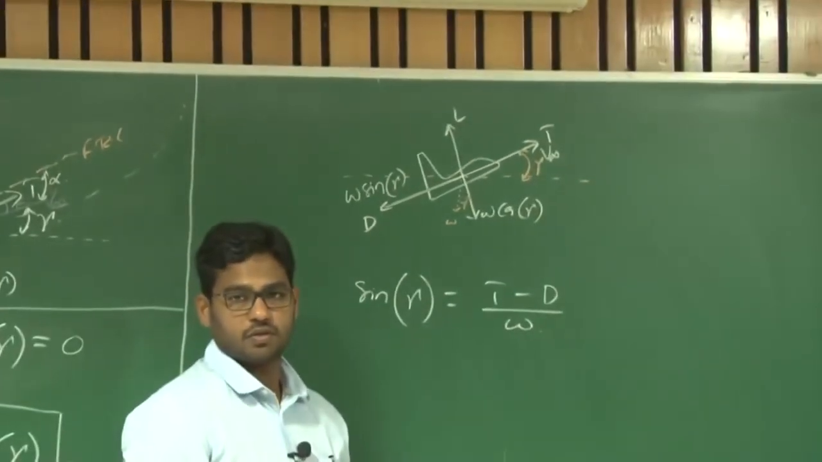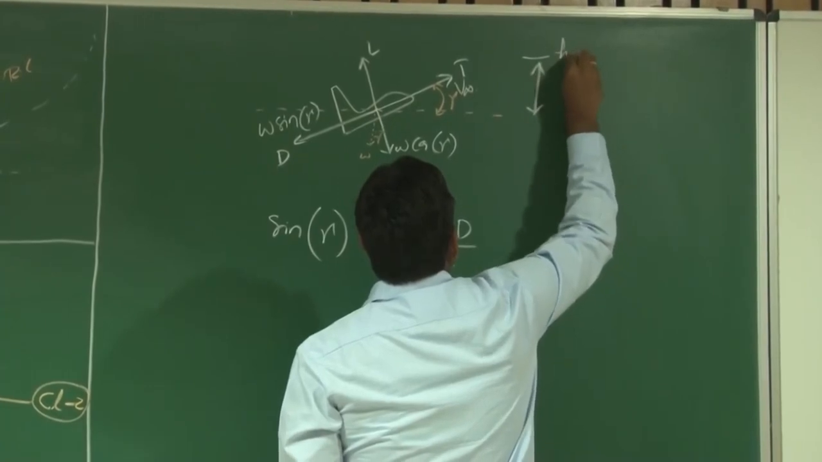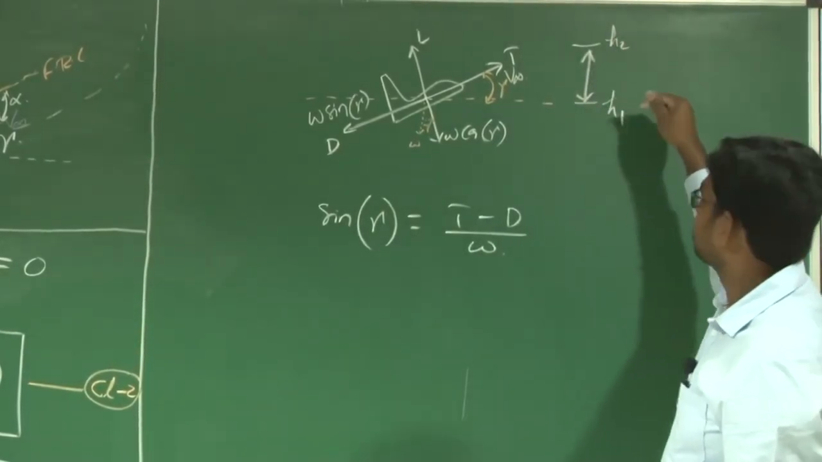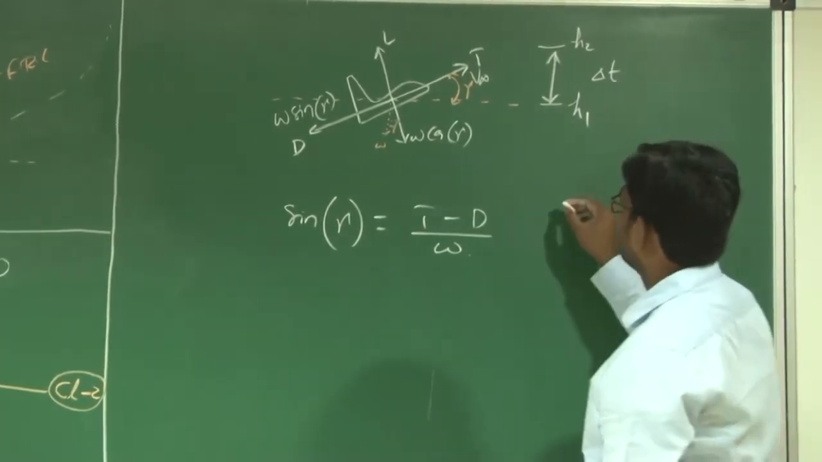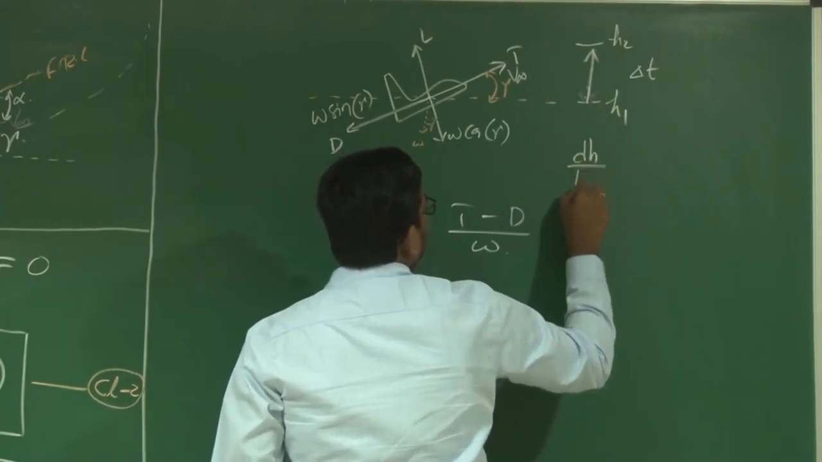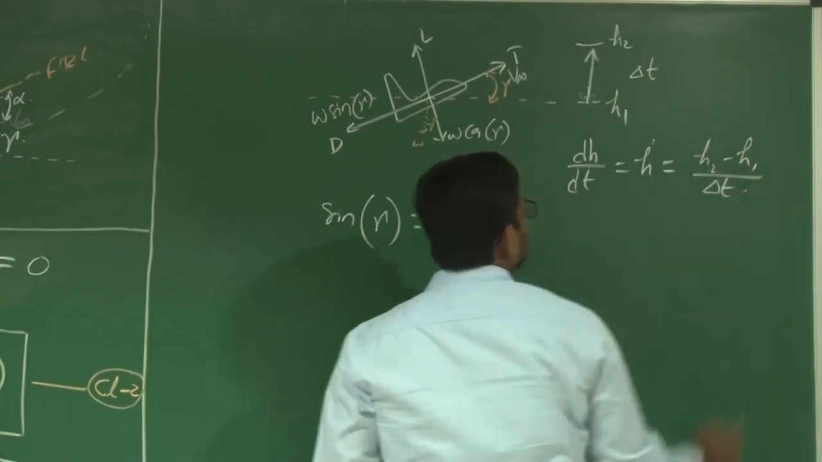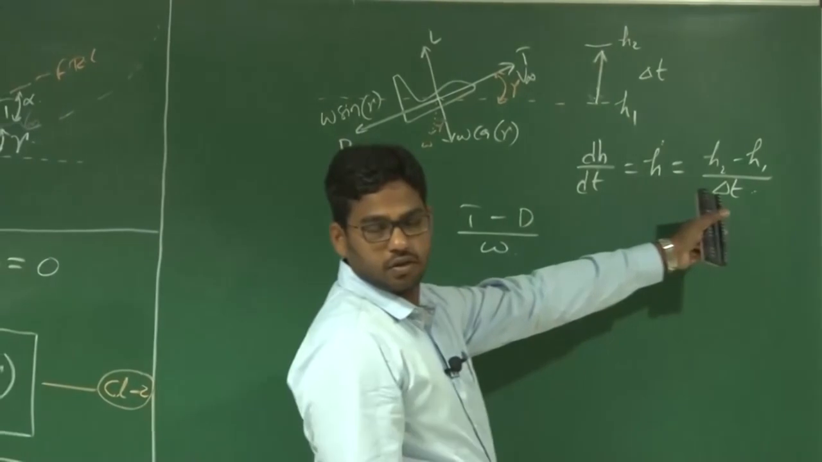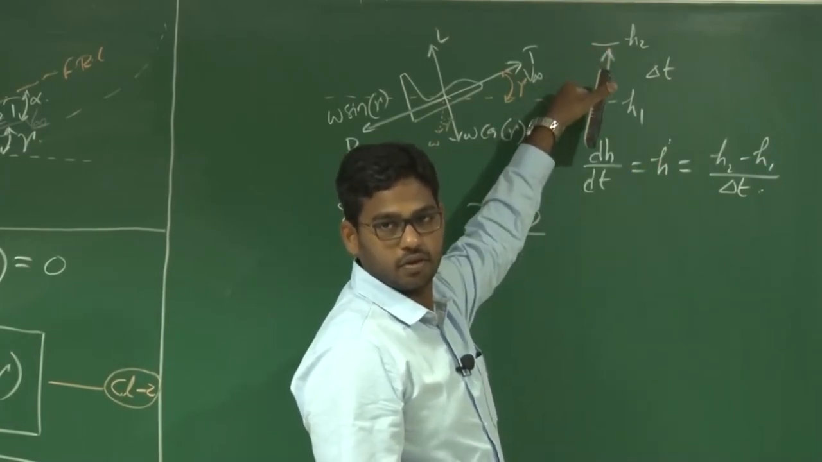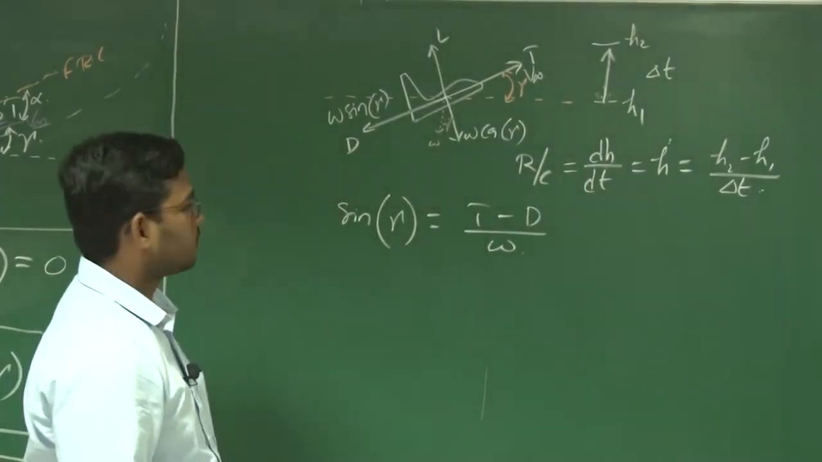What are the factors that affect this gamma? Say if I want to reach a particular altitude H2 from an altitude H1, how fast I reach this altitude is known as rate of climb. Say I want to reach within a time delta T. How fast I reach from altitude H1 to H2 is given by dH by dt, which is H dot, equal to H2 minus H1 divided by delta T. What is H2 minus H1 by delta T? It is the component of velocity along the vertical axis. This component of velocity along the vertical axis is known as rate of climb, R by C.